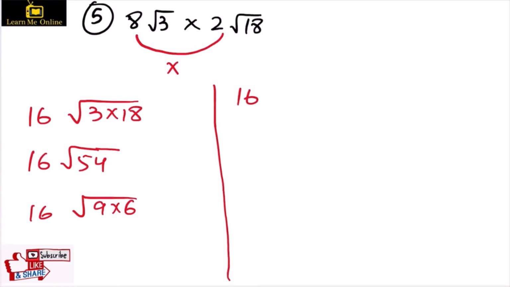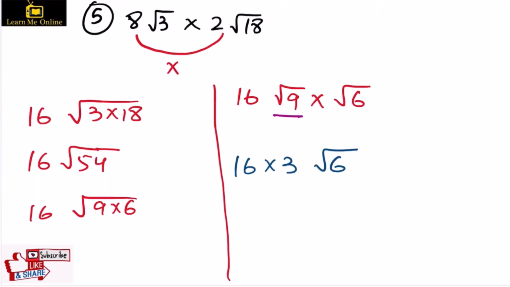So 16 remains as 16. Then we have root 9 times root 6. Because we know that 9 is a square number, this can be further simplified into 16 times 3 root 6. 16 times 3 would be 48. So the final simplification of this whole thing would be 48 square root 6.